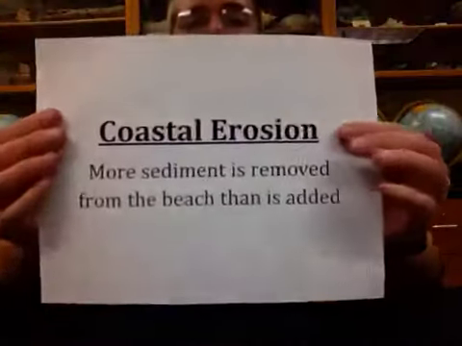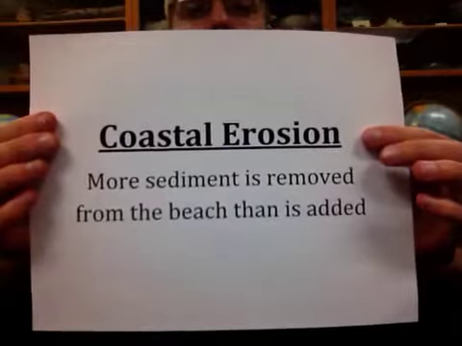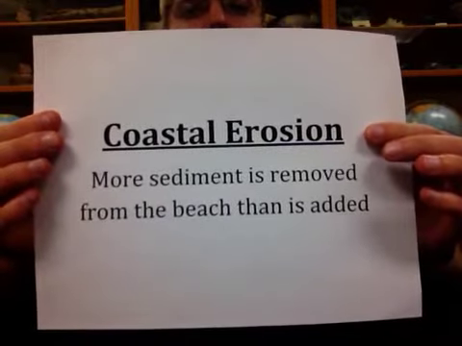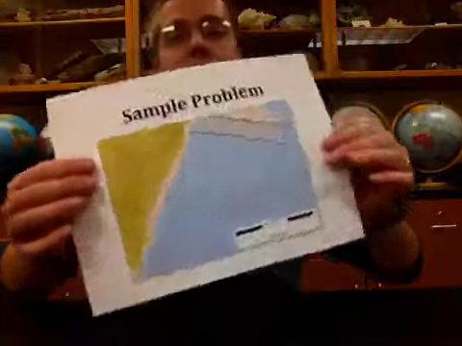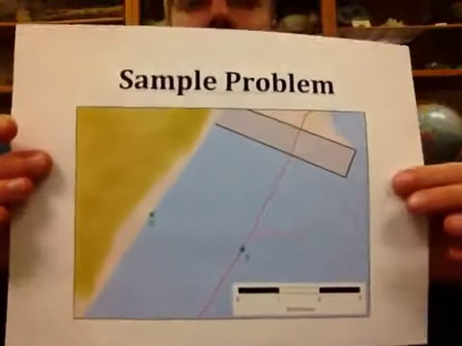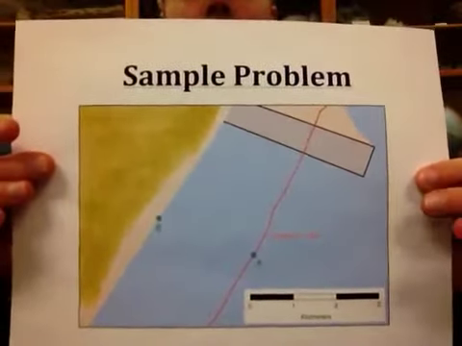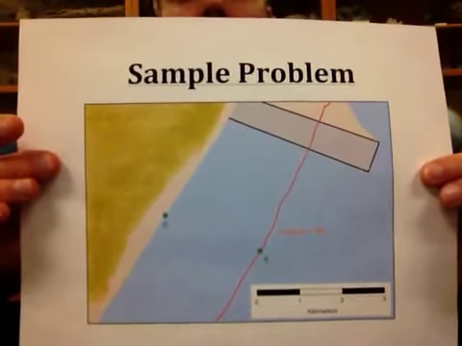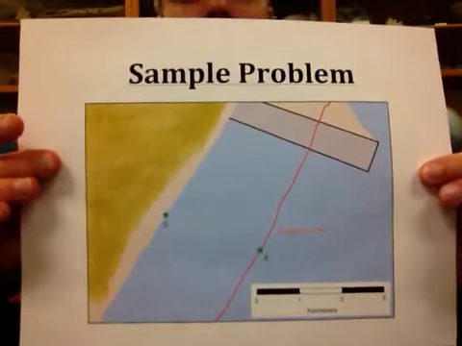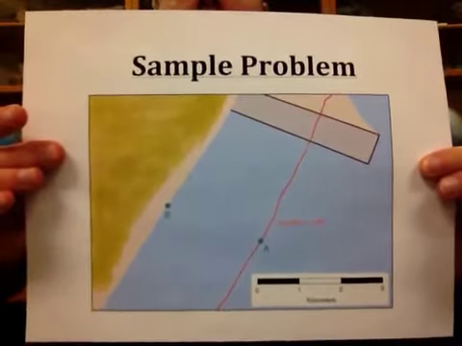Coastal erosion and coastal erosional issues happen along a shoreline where more sediment is removed from the beach than is added from the longshore currents that are trying to replenish the sand and sediment. We're going to look at a sample problem and figure out the rate of coastal erosion and how fast the shoreline has been receding, similar to what you would do in the lab in a typical intro geology classroom.